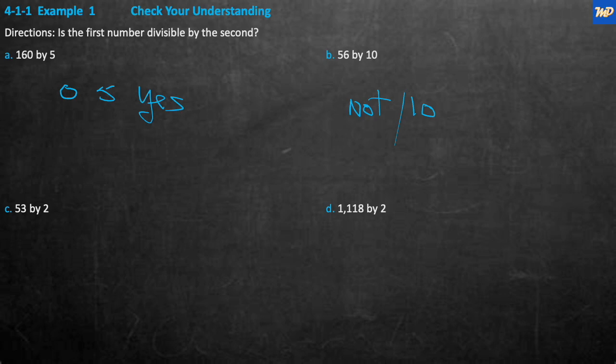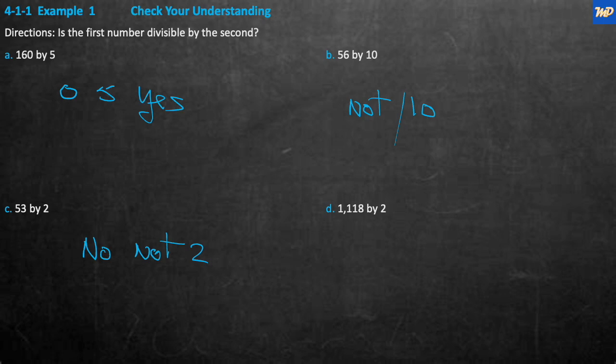53? Is 53 divisible by 2? Well, it talks about the number that ends in a 0, 2, 4, 6, or 8. No, it's an odd number, so it is not divisible by 2.